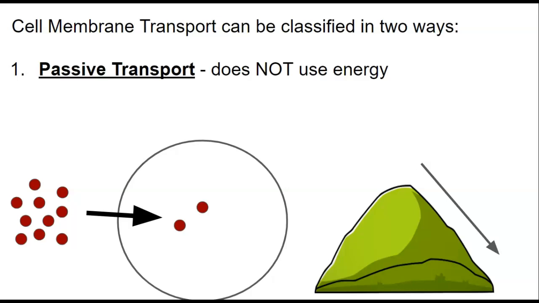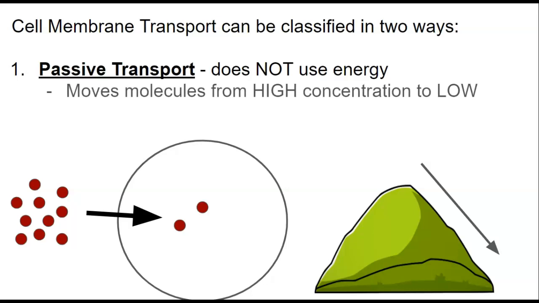Okay, so passive transport is just a big category. It includes diffusion and osmosis, okay? So any type of cell transport that doesn't use energy is called passive transport. Let's look at why it doesn't use energy, okay? We know that it moves molecules from high concentration to low. And if you don't want to write all of that, just write high to low. You can abbreviate it high to low.